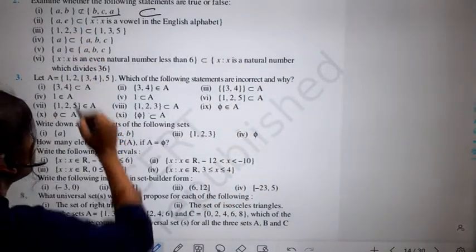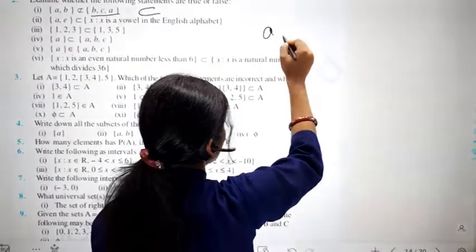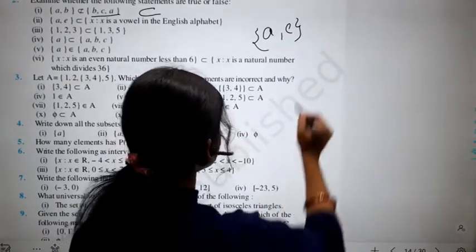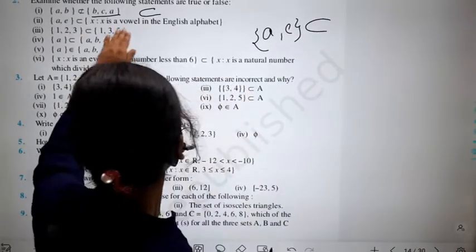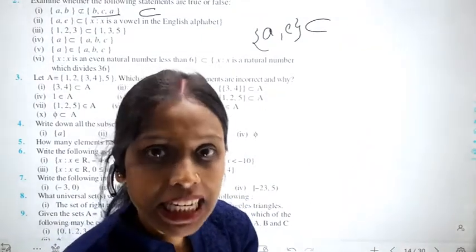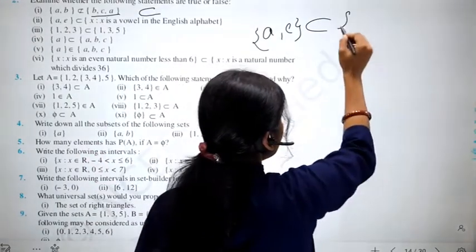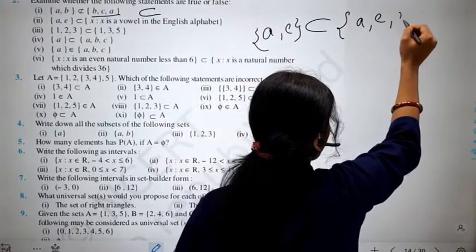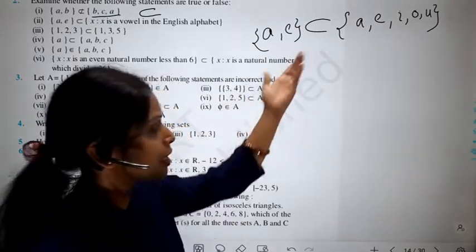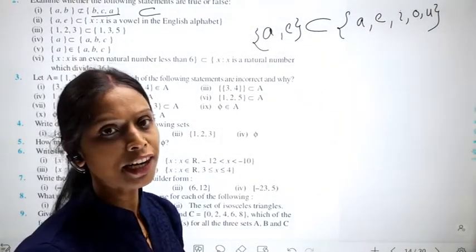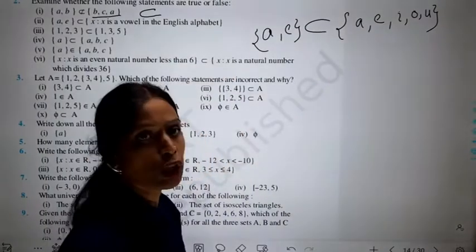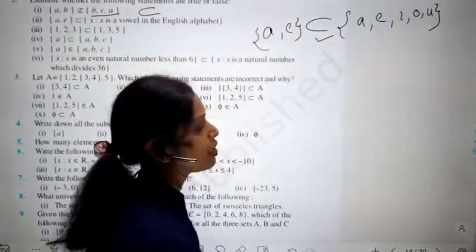Next one is AE. Is AE a subset of the collection of all those x such that x is a vowel of the English alphabet? Which vowels are in our alphabet? A, E, I, O, U. Then it is crystal clear that AE is also an element of A, E, I, O, U. That's why this is true.